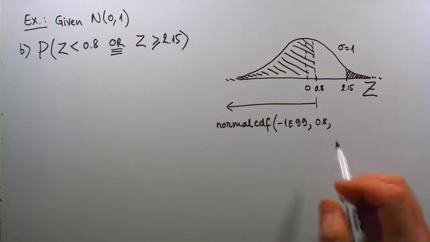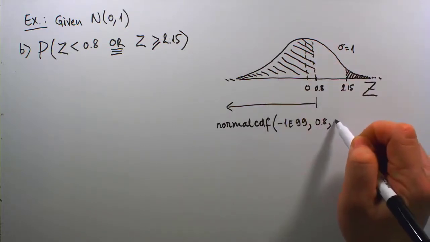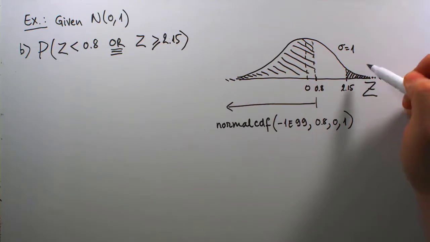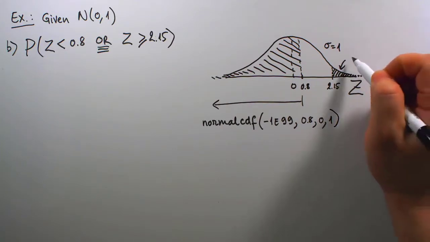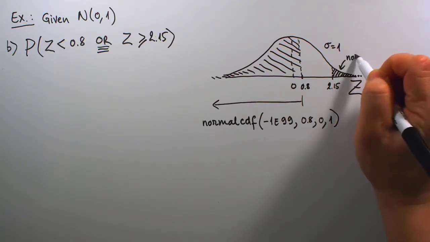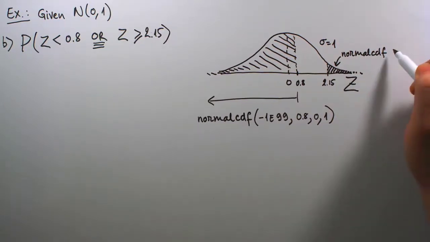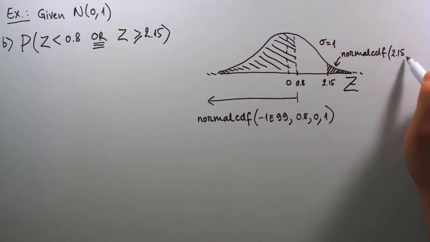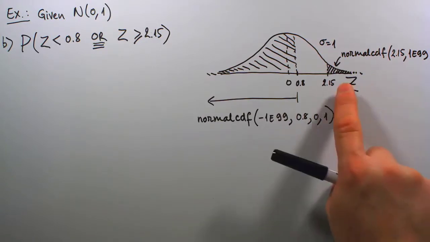And with another comma, our center on this bell curve, or mean value on this bell curve, is 0, standard deviation 1. And so that's how we're filling in the syntax. On the other hand, for this other piece of area, we are going to again use our normal CDF command, running that with low end to be positive 2.15 and high end to be at 1E99. For a similar reason, this interval does not have a definite upper end.